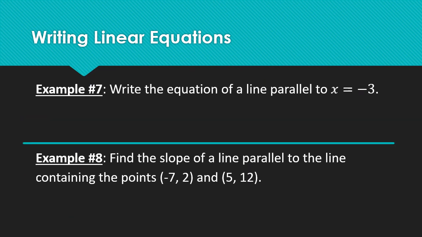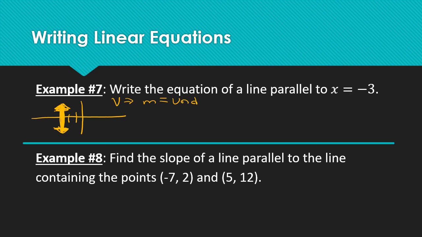All right, moving on to example 7. Example 7, write the equation of a line parallel to x equals -3. We are super visual people, so if you're looking at this problem and you have no idea where to start, come over here, draw the quick axis, and let's draw the line x equals -3. So I have the line x equals -3 on my page. This is a vertical line, so technically my slope is going to be undefined.